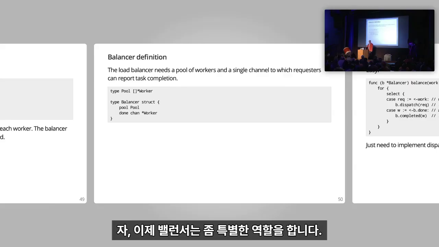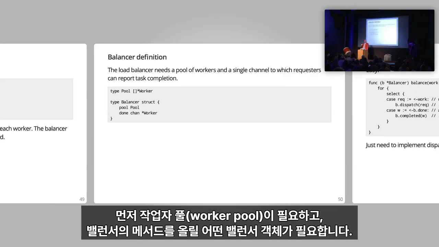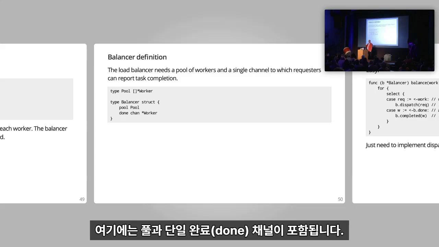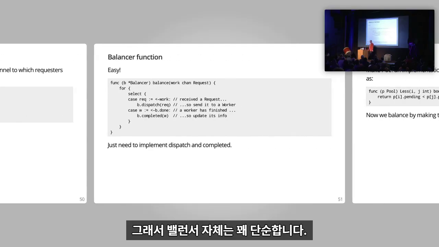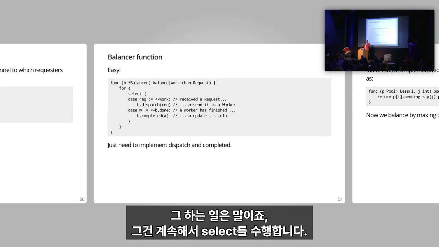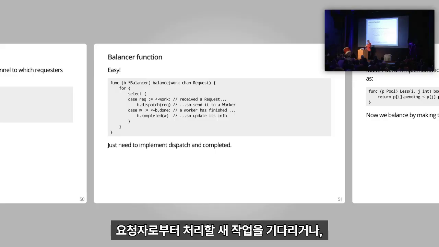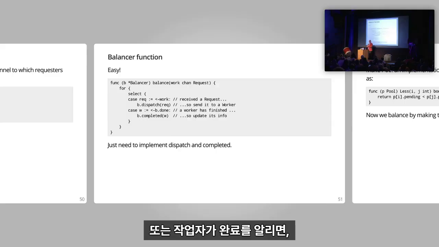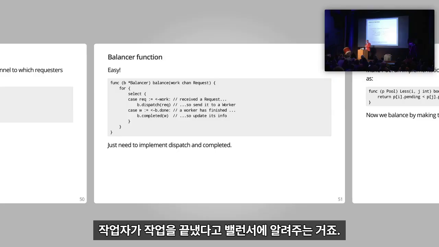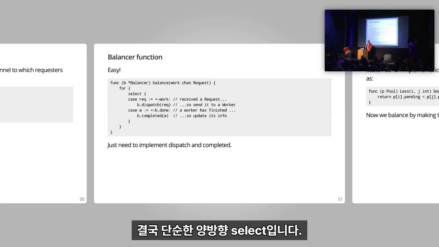Okay, and then the balancer is kind of magical. You need a pool of workers, and you need some balancer object you're going to put the balancer's methods on. And that includes a pool, and then a single done channel, which is how the workers tell the balancer that they've finished their most recent calculation. So then the balancer is pretty easy. What it does is it just forever does a select statement, waiting either for more work to do from a requester, in which case it dispatches that request to the most lightly loaded worker, or a worker tells him he's done, in which case you update the data structure by saying the balancer, that worker has completed his task. So it's just a simple two-way select.